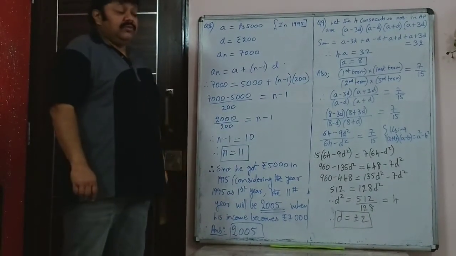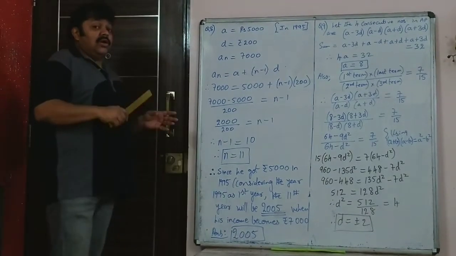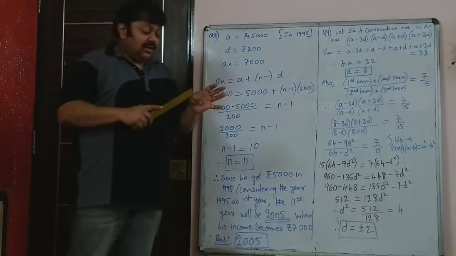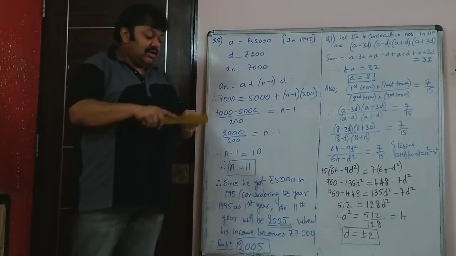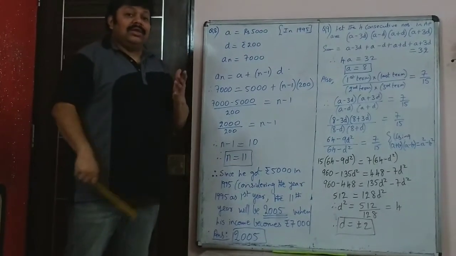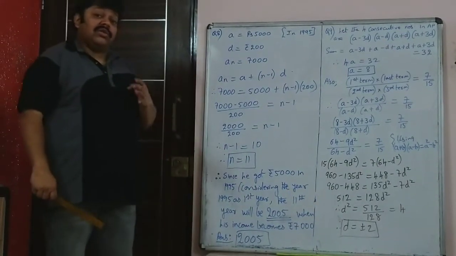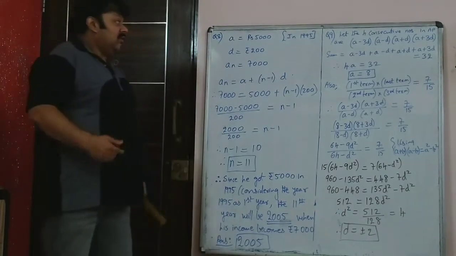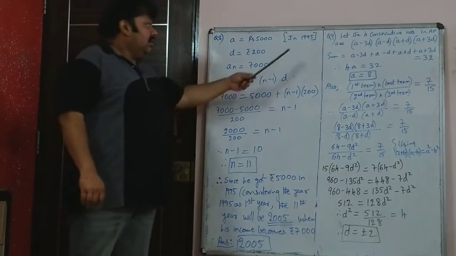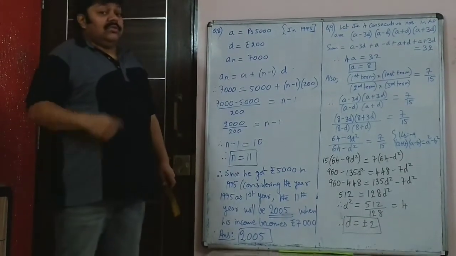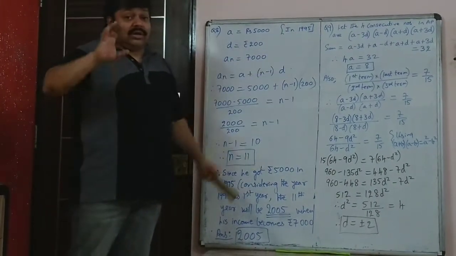So 11 years if you count from 1995 as the first year. So 11th year, 95, 96, 97, 98, 99, 2000, 2001, 2, 3, 4. The 11th year is 2005. Be careful when you write that because generally what we tend to do is add 1995 plus 11, you come to 2006. But it's not that way, you are including 1995.